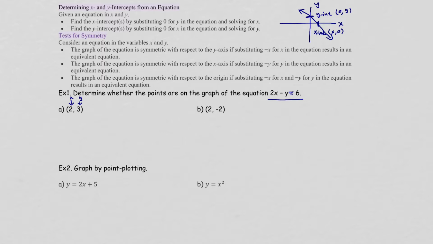So let's try that. When you replace x with 2 and replace y with 3, let's see if we end up getting 6. That will be 4 minus 3, which is going to be a positive 1, which is not 6. So that means this point right here, 2 and 3, is not going to be on the graph of this linear equation.